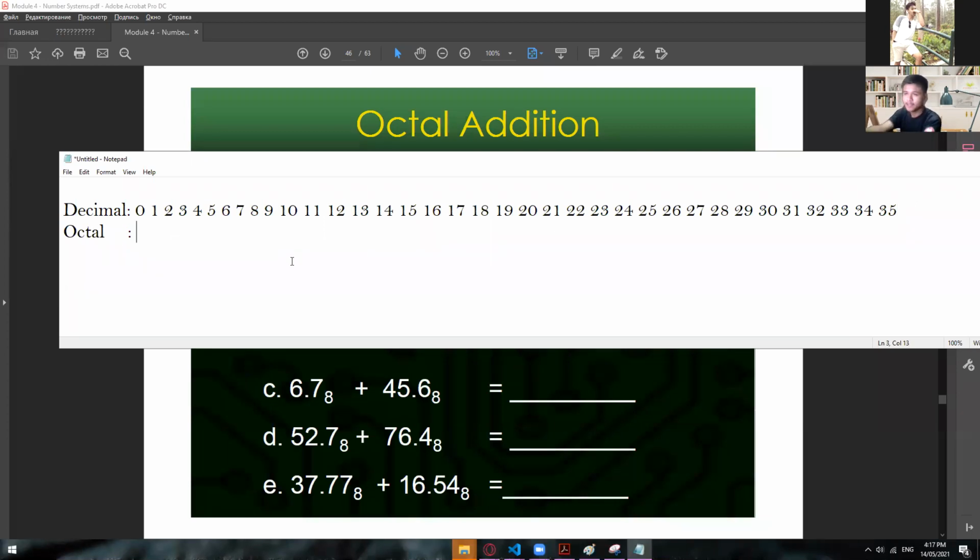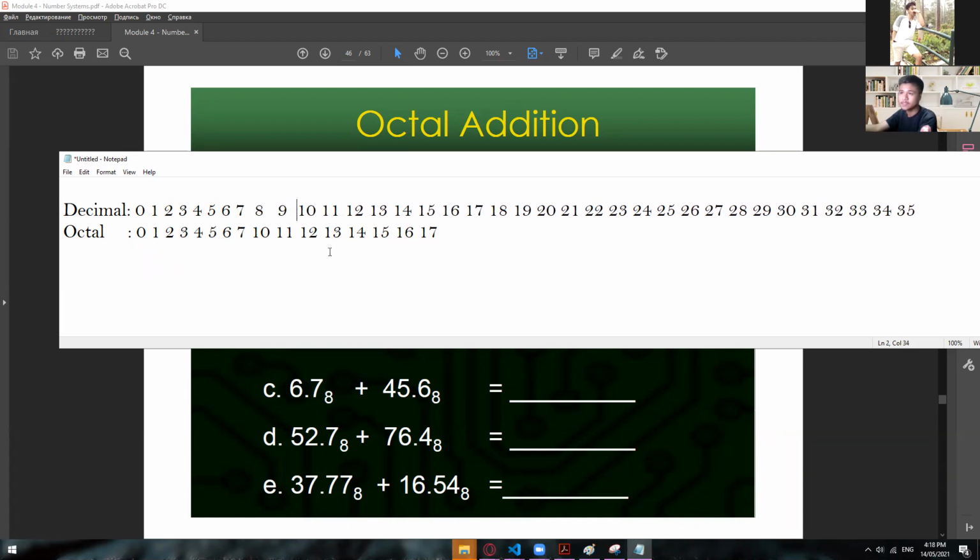And then for the octal, again, 0 to 7 is the same. 0, 1, 2, 3, 4, 5, 6, 7. However, we don't have 8 and 9, so we're going to skip 8 and 9 and then we'll go straight with 10, 11, 12, 13, 14, 15, 16, 17. Okay, so let me just align this one. There you go.